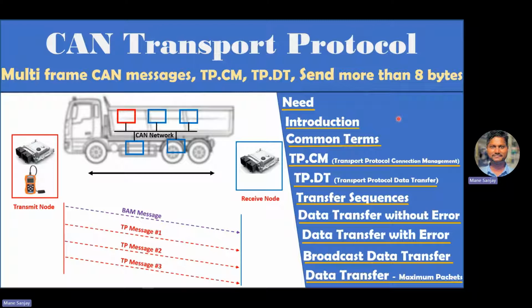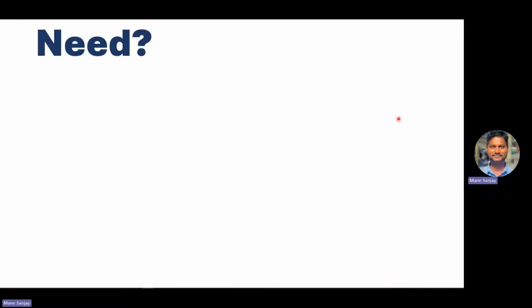And this protocol is basically used for multi-frame CAN messages, to transmit multi-frame messages. And it sends more than 8 bytes of data over a CAN protocol. So let's see more in detail about this protocol. So what is the need for this protocol?